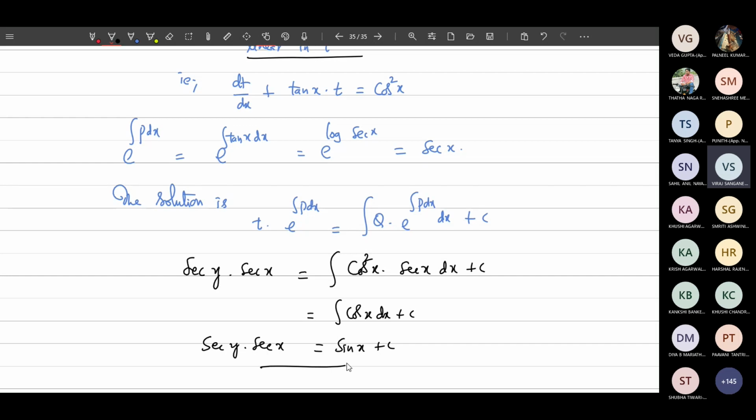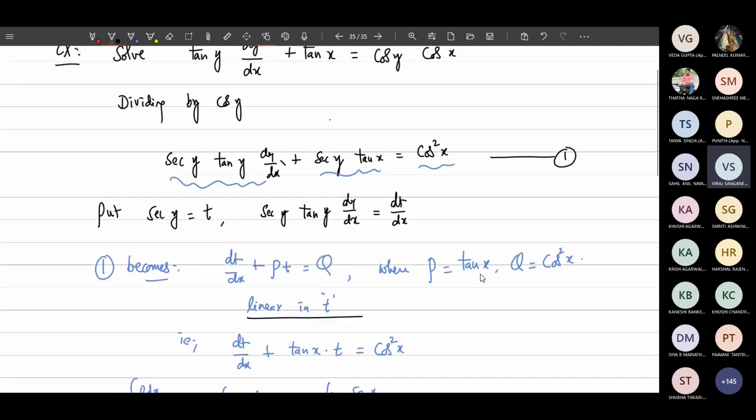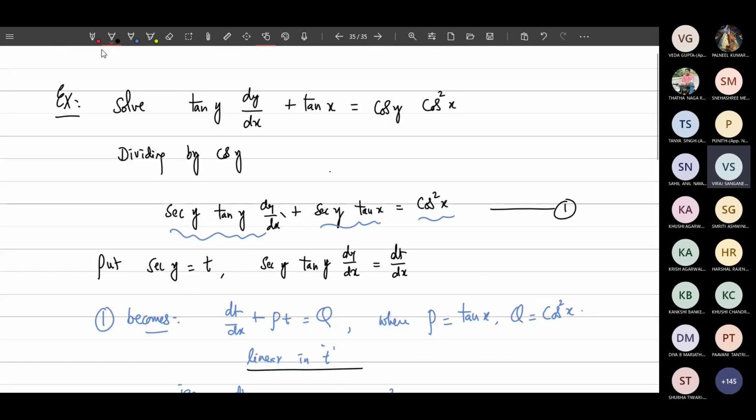So this type of equations are reducible to a linear form by suitable substitution, and sometimes we call them Bernoulli equations. So that means the coefficient of dy by dx is a function of y.